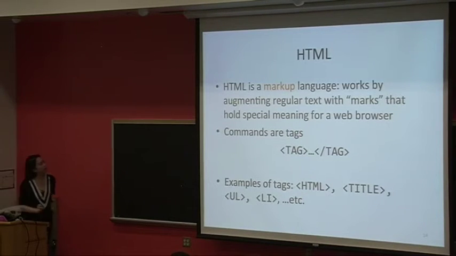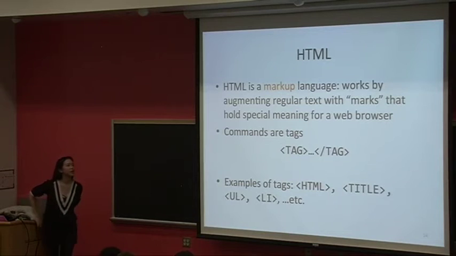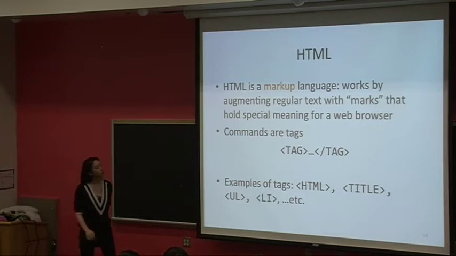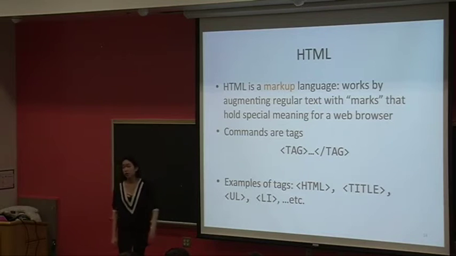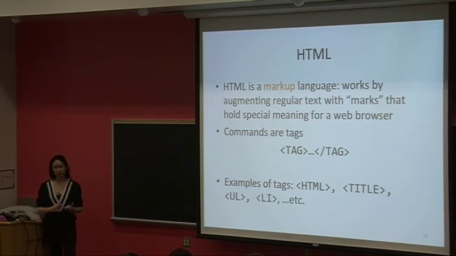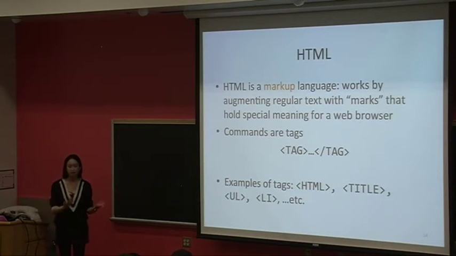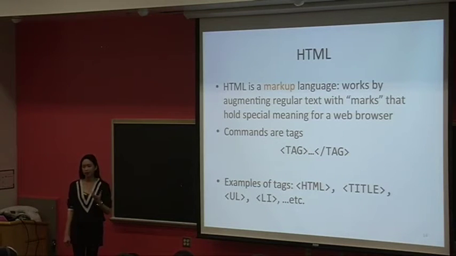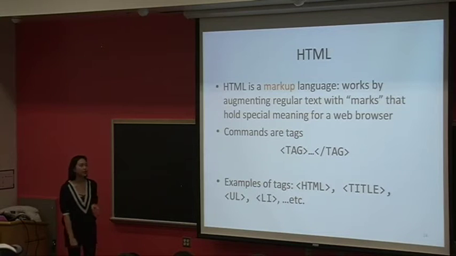Why do we say it's markup? It is markup in the sense that it works by augmenting regular text with marks that hold special meaning for a web browser. Note that it holds special meaning for a web browser. Basically the tag is telling the web browser how to render things, because the biggest task of a web browser is to take the information and render it for you, display it in a window. So it's telling the web browser how it should look, not telling the user, telling the web browser.